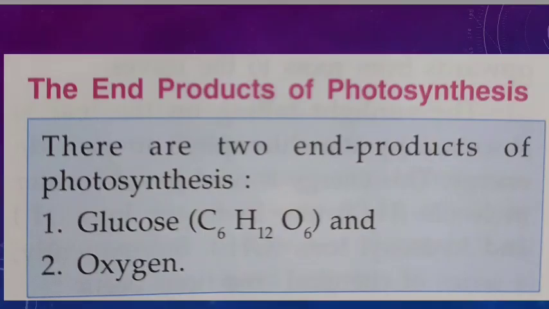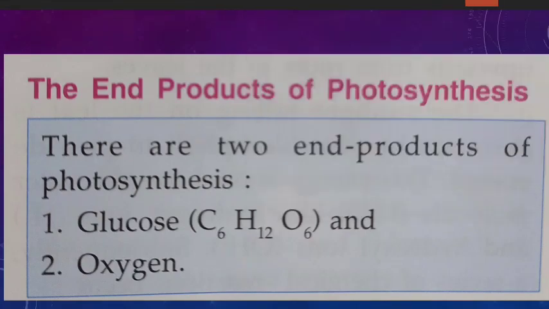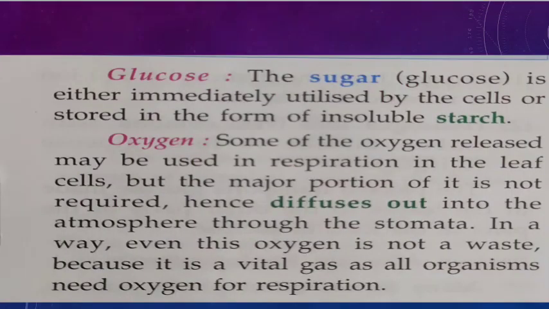Okay, so now we will study the end products of photosynthesis. There are two end products of photosynthesis. What are they? Glucose and oxygen. Clear? Glucose we get in the form of food, and oxygen, you know what the importance of oxygen is? Without that, can we live? No, we cannot survive. Okay. Now, next we will study in detail about the glucose and the oxygen.